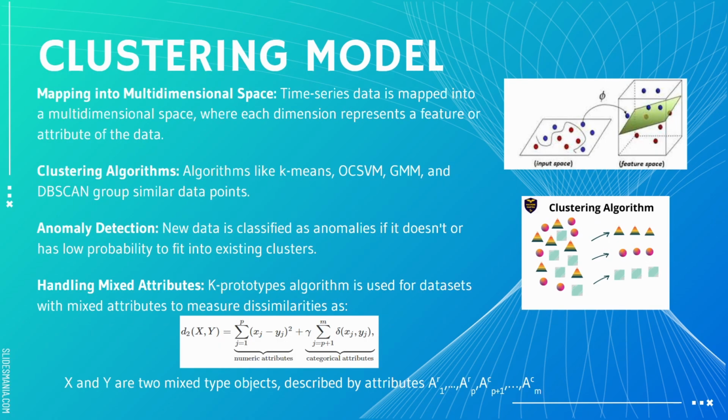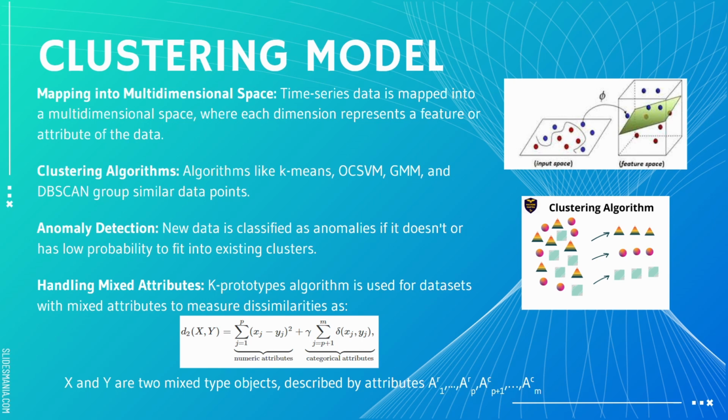Now we'll discuss a clustering model. So the clustering model is divided into various mini steps, and the first one is mapping into multi-dimensional space, where time series data is mapped into a space where each dimension represents a feature or attribute of the data. And the next is clustering algorithms, which are applied to group similar data points based on their proximity. And another is handling mixed attributes. Clustering algorithms may sometimes be insufficient when datasets have mixed attributes, for example, numerical and categorical values.